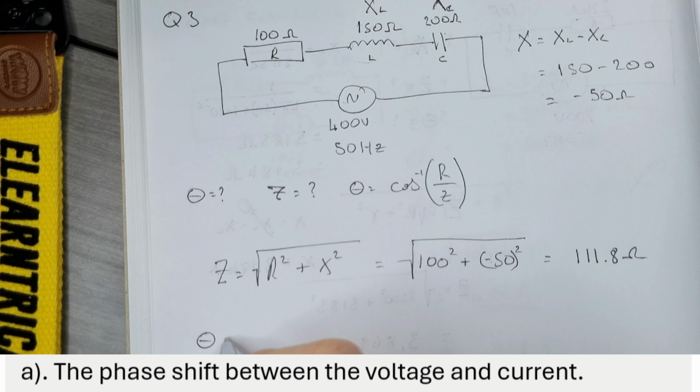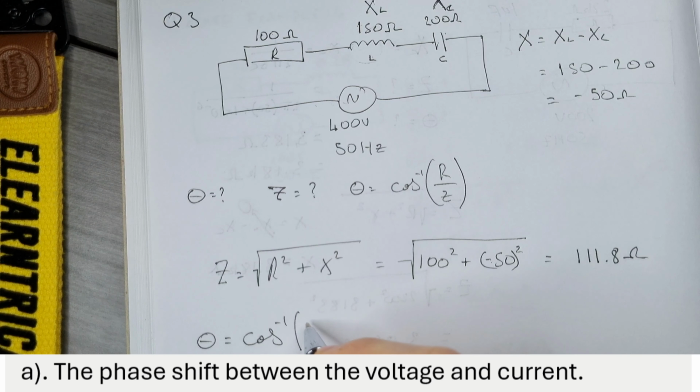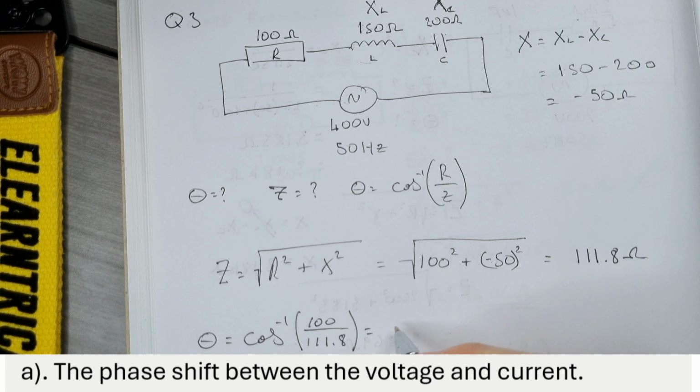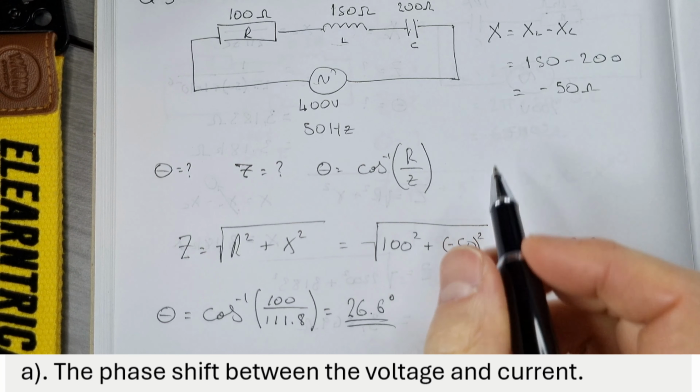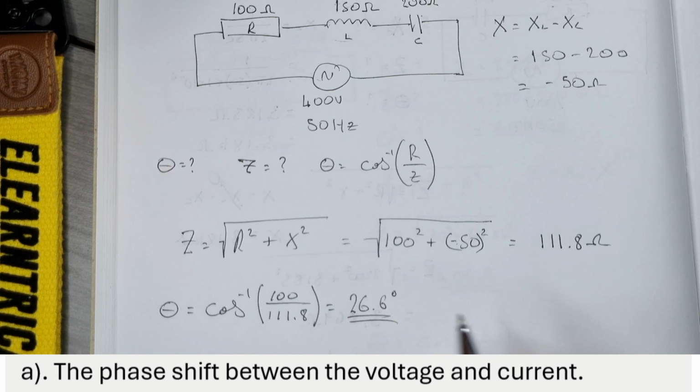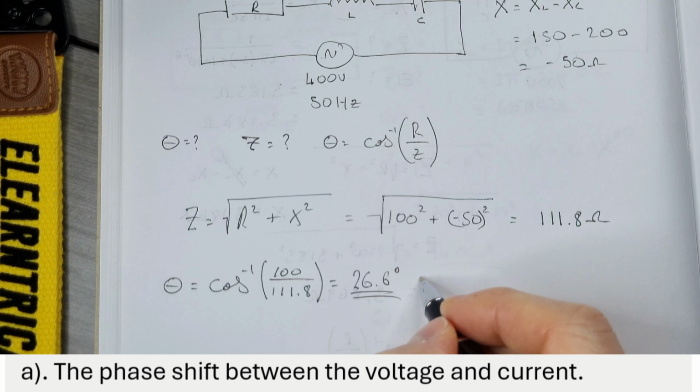To calculate our phase shift now, we do cos inverse R over Z, so 100 over our 111.8, and that gives us a phase shift of 26.6 degrees. Because we know it is a capacitive circuit, this phase shift of 26.6 degrees we would then say is leading.